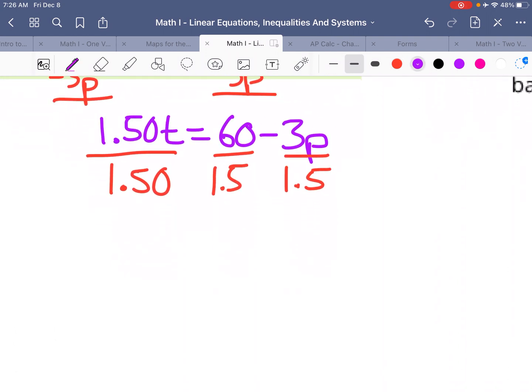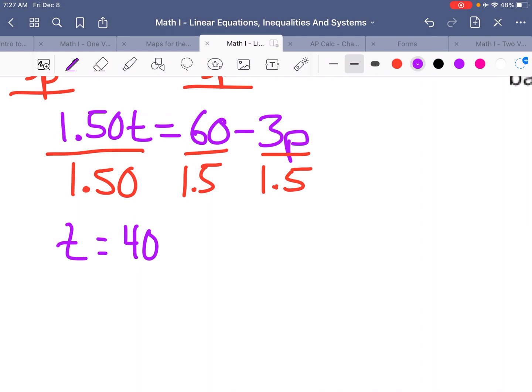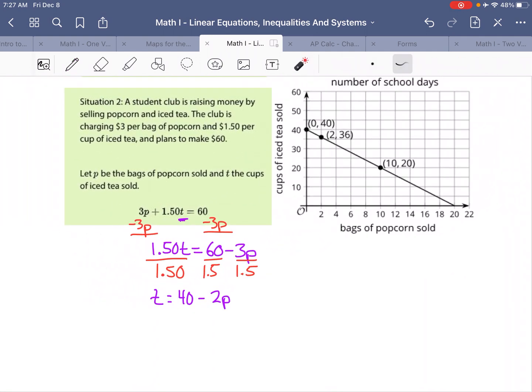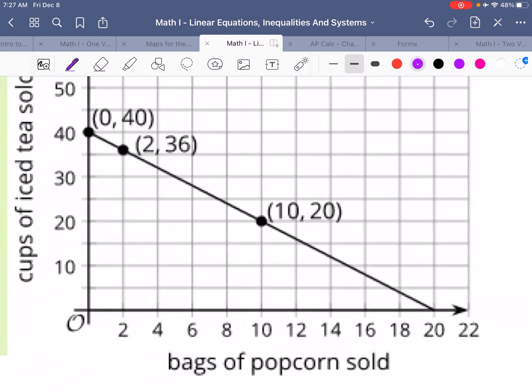And what we get then is t equals, I believe it's 40. Yeah, it's 40 minus 2p. So, looking at our equation, I would expect to see a y-intercept of 40, which I see right there. And we should see a slope of -2. So let's check that out, actually. Slope of -2. So I'm going to go from this point down to that point this time.